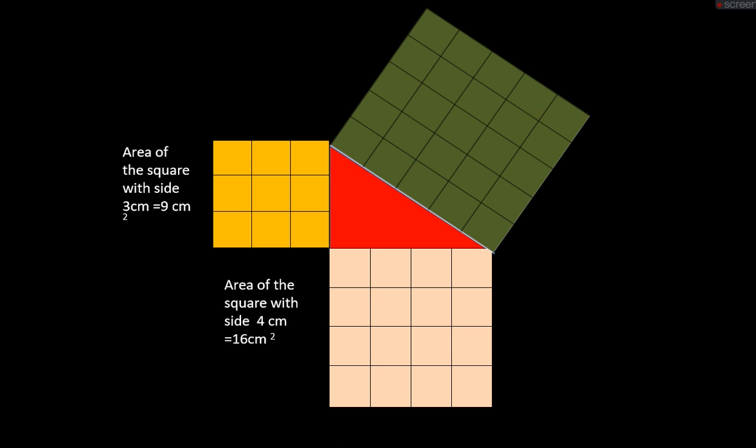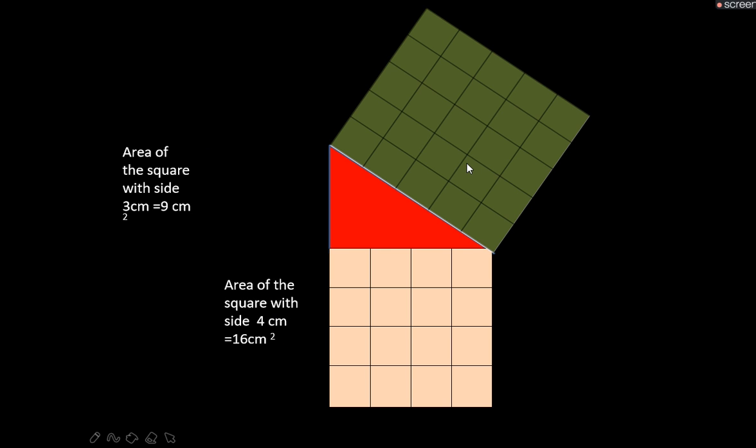Now again, if we have to find the area of the square on the side of 5 centimeters, what will we do? We'll make a square with all sides 5 centimeters, and to calculate the area, we divide this square further into 1 centimeter squares, as it is asked that you have to find the area in centimeter square. That is, how many squares of 1 centimeter you can make inside this.